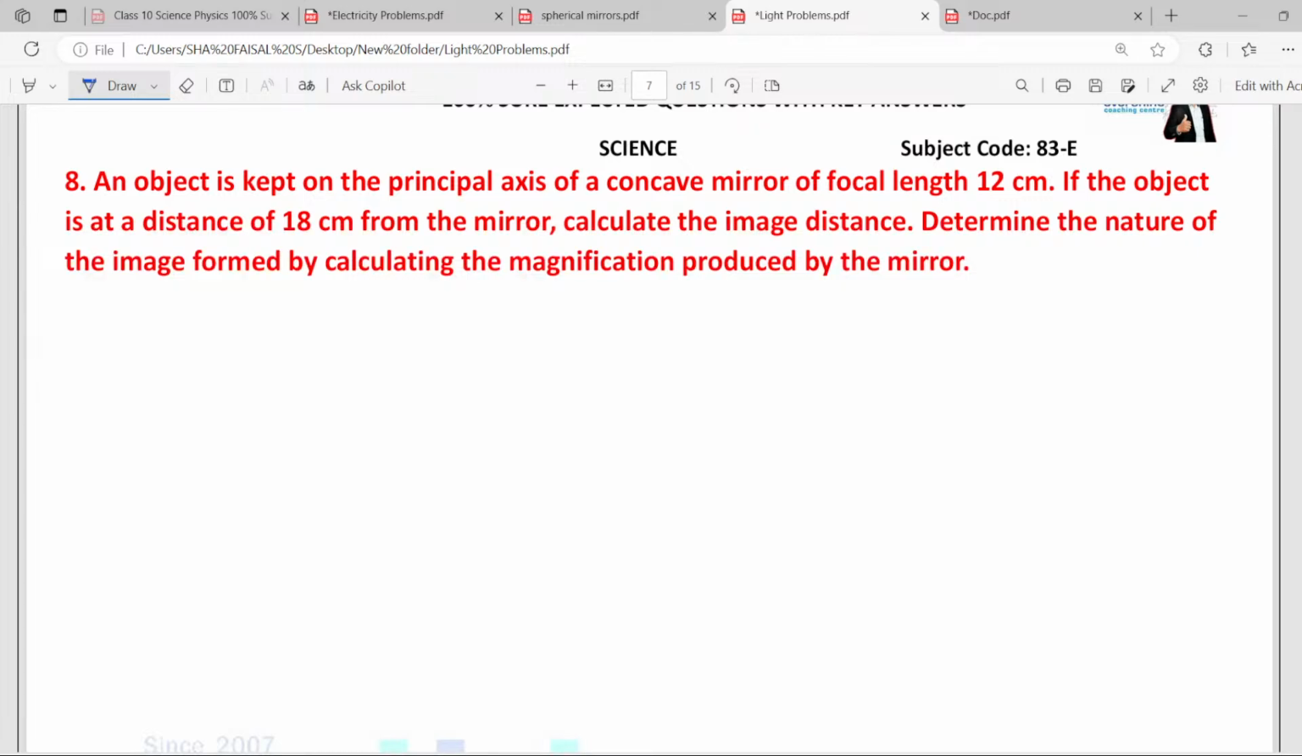An object is kept on the principal axis of a concave mirror of focal length 12 centimeter. If the object is at a distance of 18 centimeter from the mirror, calculate the image distance. Determine the nature of the image formed by calculating the magnification produced by the mirror. Simple question only, children. Just now we have done, no? Yes, it is similar to that. See this? The object is always kept on the principal axis only.